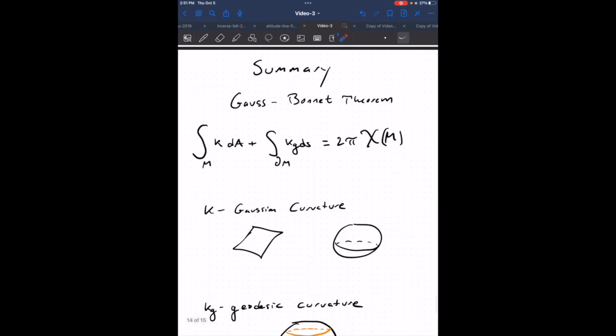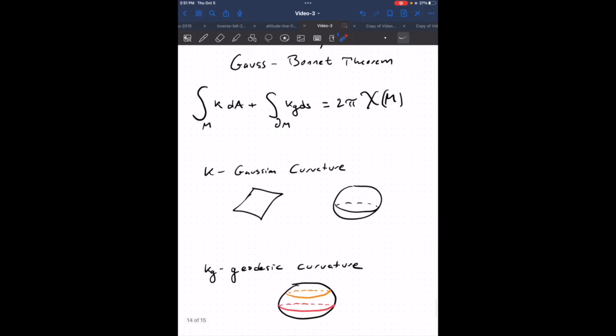Okay, so let's summarize what we did in this video. We filled in a little bit more of the Gauss-Bonnet theorem. We talked about Gaussian curvature, and we're going to integrate that on the interior of our surface. And we talked about geodesic curvature. We're going to integrate that on the boundary of our surface. Two important things are the plane.